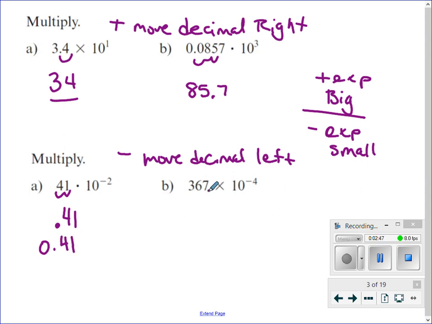367, we're going to move it left 4, 1, 2, 3, 4. This is where my decimal place goes. I need a filler 0, so 0.0367. Again, you could have that leading 0, but you do need the 0 before the 3 for sure.